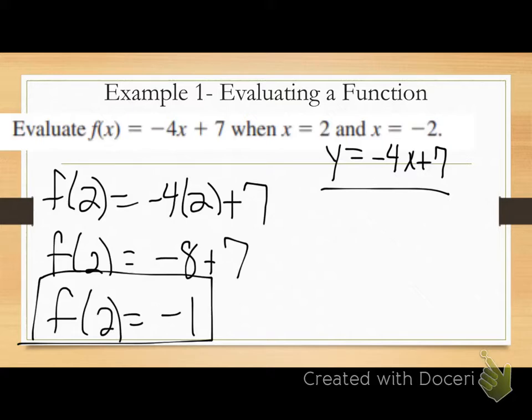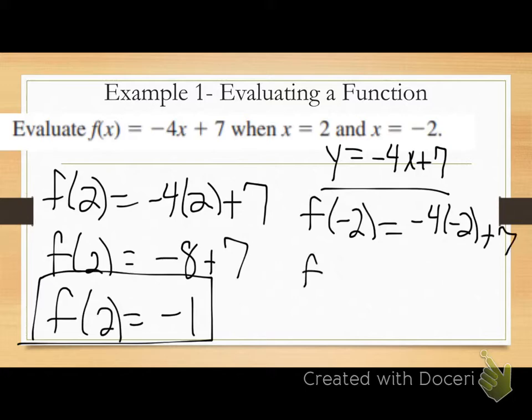Now I've got to do it again though for negative 2. So now I'm finding f of negative 2. Replace all my x's with negative 2. We said multiplication comes first, so what's negative 4 times negative 2? 8. Positive 8.